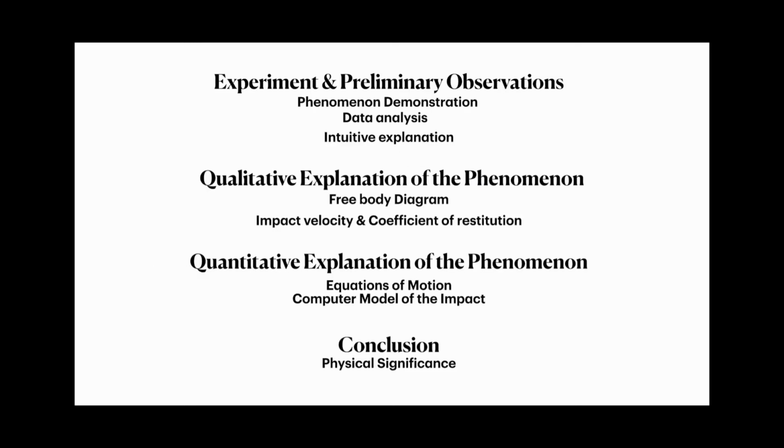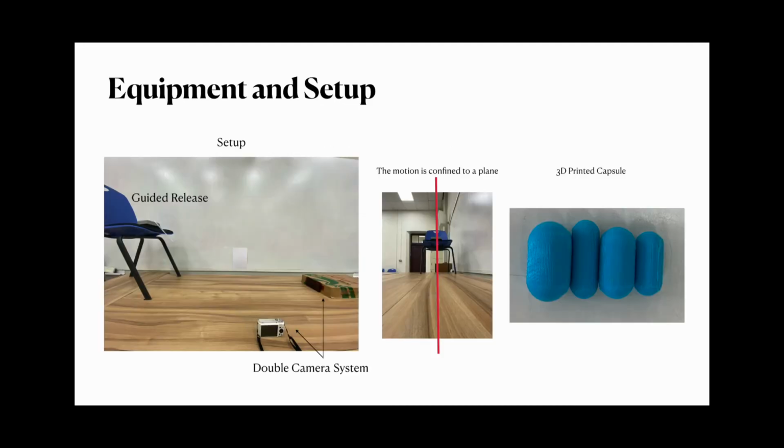So here is my structure. First off, I'm going to talk about my experiment and my preliminary observations. Then I will move on to my qualitative explanation of the phenomenon and the quantitative explanation. Finally, in the conclusion, I will talk about the physical significance of this problem.